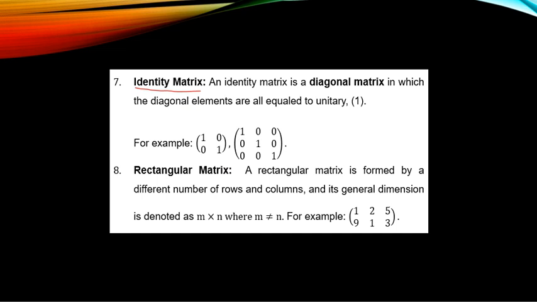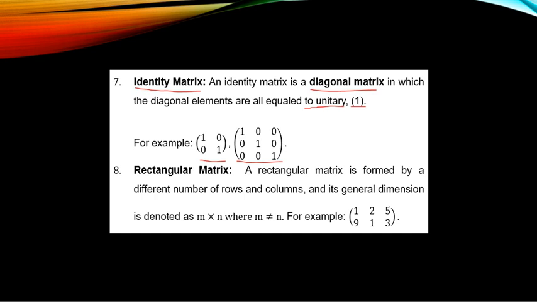So an identity matrix is a diagonal matrix, which means it's also a square matrix. The number of rows and columns are equal, in which diagonal elements are all equal to unity. Unity means one. In a scalar matrix, diagonal elements are equal but not one. Once they are all one, what you have is an identity matrix or a unit matrix. So note the difference between a square matrix, a diagonal matrix, a scalar matrix, and an identity matrix.